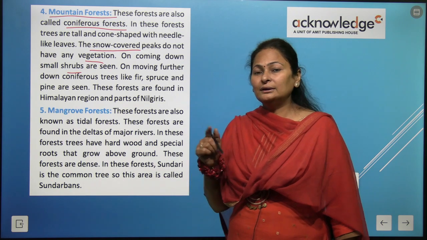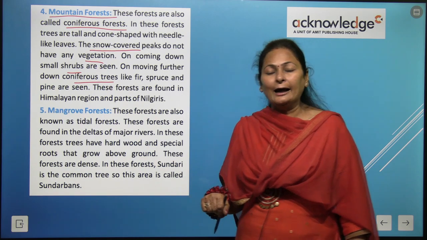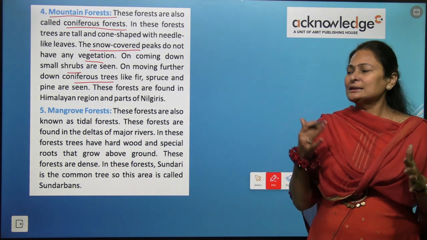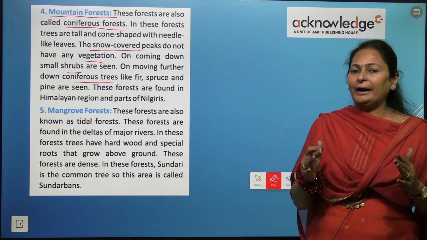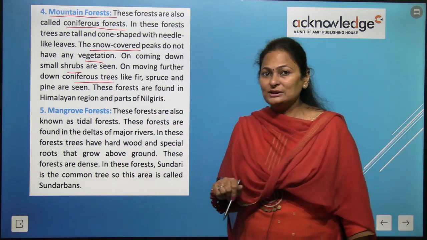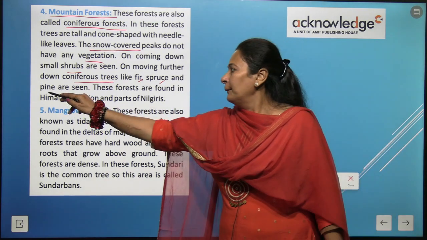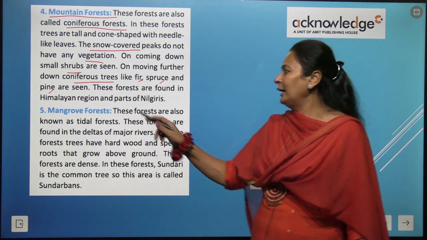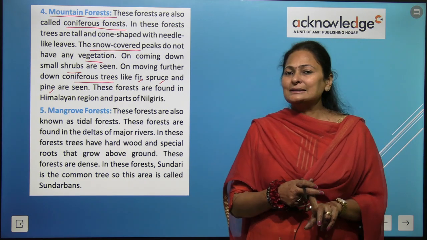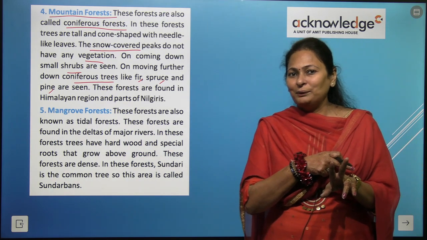And on moving further down, coniferous trees like fir, spruce and pine are seen on the Shivalik range, right? Or the foothills. Now the third one is Shivalik. So you will find these type of forests there. And that is why we call them coniferous trees. Examples are fir, spruce and pine. These forests are found in the Himalaya region and part of Nilgiri Hills. Do you remember the Nilgiri Hills? It is where Eastern Ghats and Western Ghats meet, right?